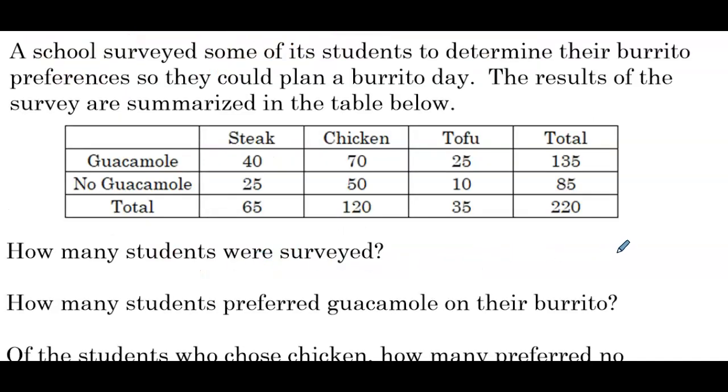Our next example, a school surveyed some of its students to determine their burrito preferences so they could plan a burrito day. The results of the survey are summarized in the table below. So along the side, we have whether they prefer guacamole or no guacamole in their burrito. And then across the top, whether they prefer steak, chicken, or tofu in the burrito.